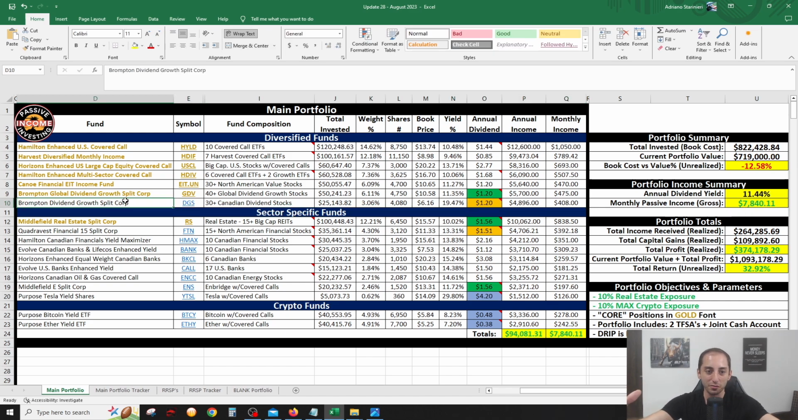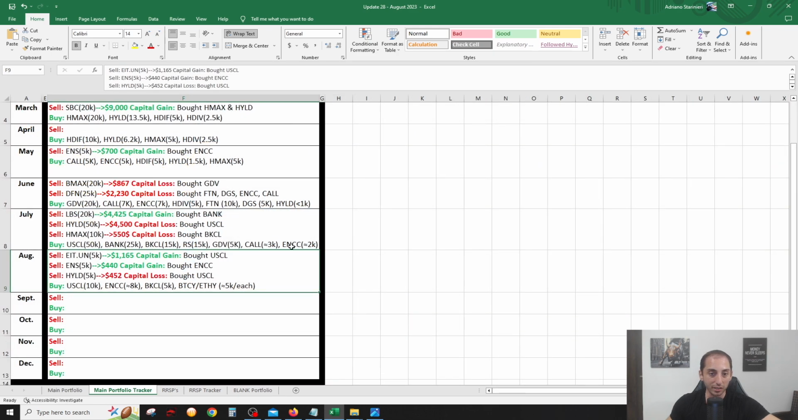So that's it for the diversified funds. If you see them in gold color, these are what I call my core positions. In the sector specific funds, you have RS. I added a lot to RS last month. I added like $15,000 if I remember correctly. Yeah, there it is, RS, $15,000.